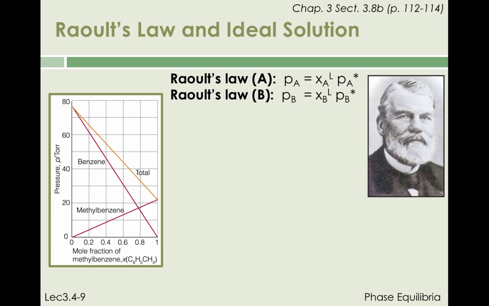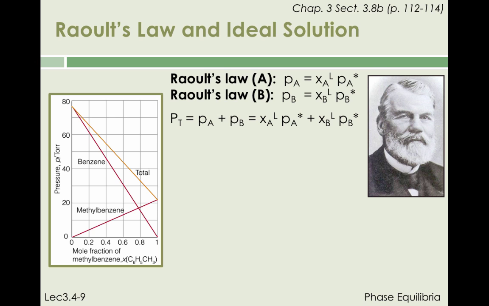Raoult's law should not be confused with Dalton's law, which relates the same partial vapor pressure of a component above the solution to the total vapor pressure and the mole fraction of that component in the vapor phase. The total pressure, P sub T, above the solution is equal to the sum of the partial vapor pressures PA and PB. And using Raoult's law, it is written as PT equals XAL PA star plus XBL PB star.